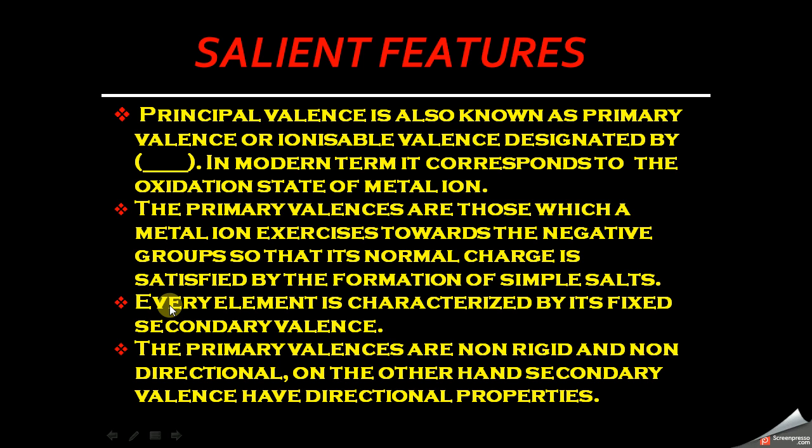Every element is characterized by its fixed secondary valence, and the secondary valence is also known as auxiliary valence, subsidiary valence, residual valence or non-ionizable valence, and it is denoted by dotted lines. It corresponds to the coordination number, shortly denoted by capital CN. The primary valences are non-rigid and non-directional. On the other hand, secondary valence has directional properties.